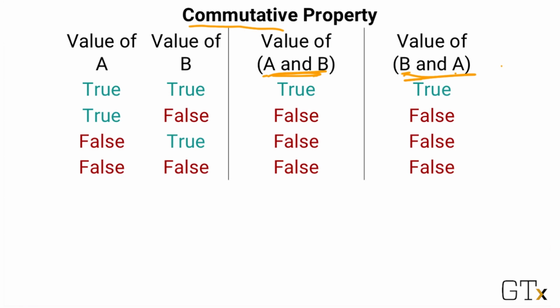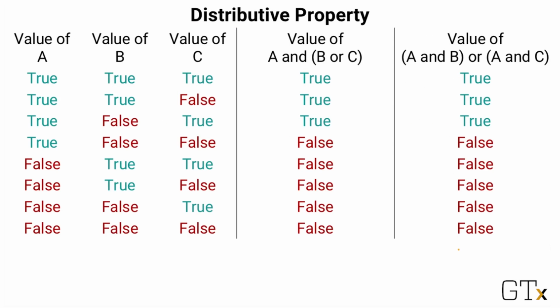The commutative property also applies whenever we have multiple of the same operator. So A and B and C would be the same as C and B and A. And the same thing applies for OR. A or B or C is the same as C or B or A. However, if we start mixing our ands and our ors, then this isn't guaranteed to be the case. So that's why it's important to use parentheses to tell the computer in what order to read more complex logical statements.